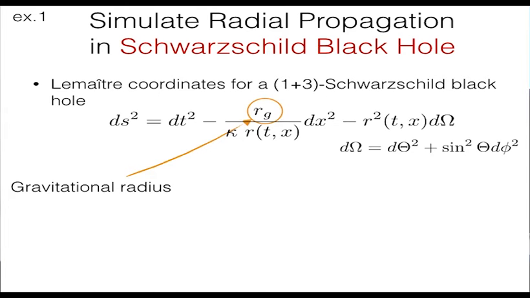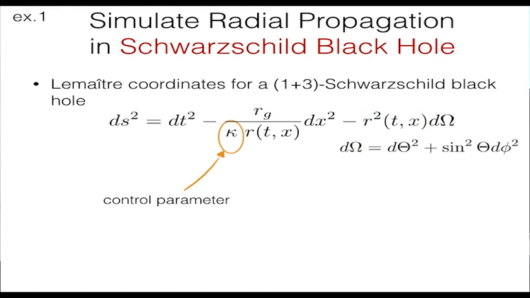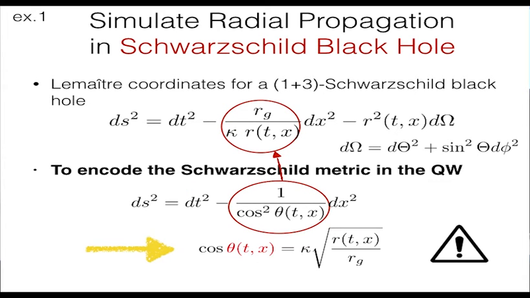Well, this is the gravitational radius, but you should know that well. This is a function which depends on t and x. Kappa is a control parameter for our numerical simulation. And this is the crucial point: how can we encode this metric in our quantum walk? Now it's in some sense clear, because once we derived in the continuum limit the metric corresponding to our quantum walk, we just identify each component. This is just one, and we identify these two components. Let me recall that there are no constraints on this theta, so we can plug in this function. Our theta will be the arccosine of this function.